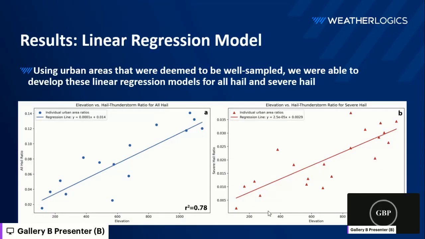So the result, well, if we then create linear regression models using that data, we can do that for both all hail, which we define as having a diameter of greater than 5 millimeters, or about pea size, or for severe hail, which has a diameter of greater than 20 millimeters. Each dot on the regression plot is one city, and it shows the linear relationship between elevation and the hail thunderstorm ratio. And it turns out those relationships are actually quite good. So for all hail, R squared is 0.78, the correlation being even higher, which I'll show later. And for severe hail, the relationship is also relatively good, but it's lower, at 0.65.